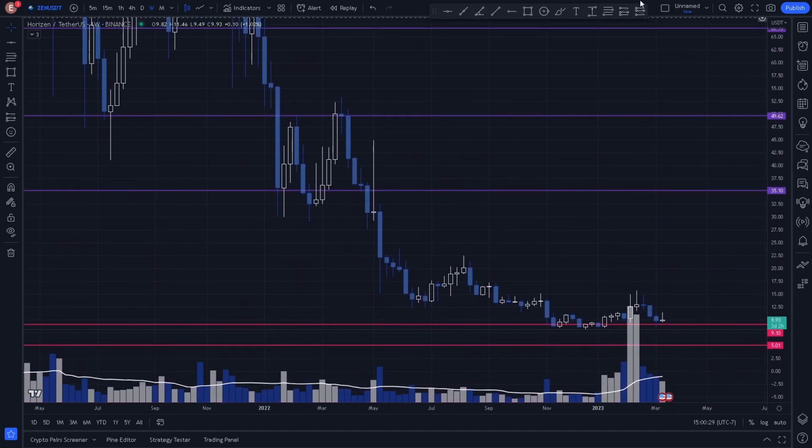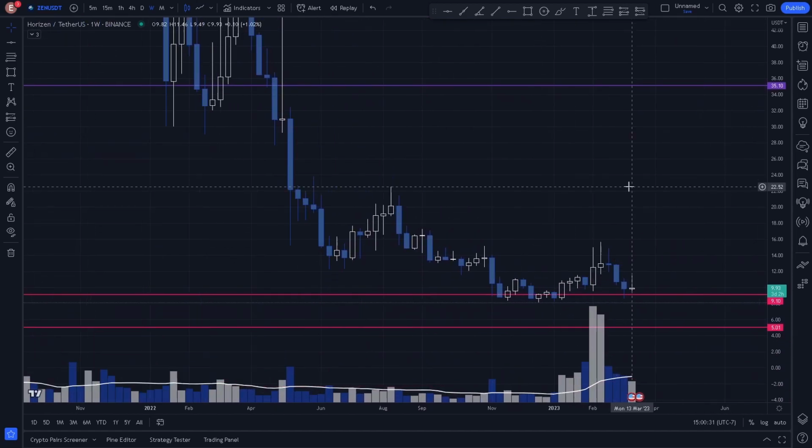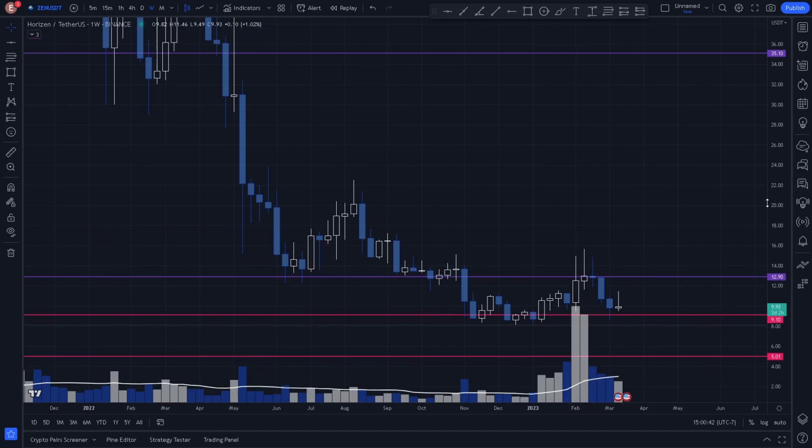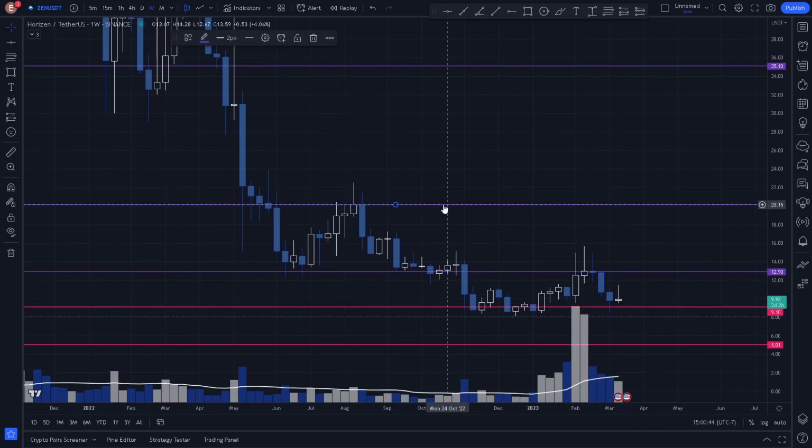Now, looking at more recent price action, what can we notice? We see a key level right here, where we see price reacting as support and resistance. Now we also have a key level right here. As price comes up, hits, reverses, which is obvious to spot here on the weekly chart.